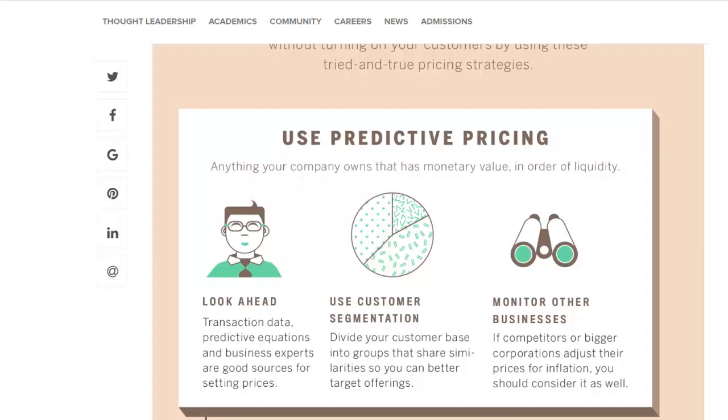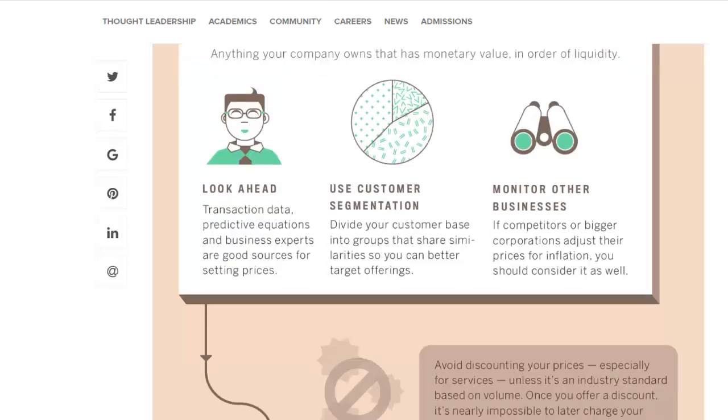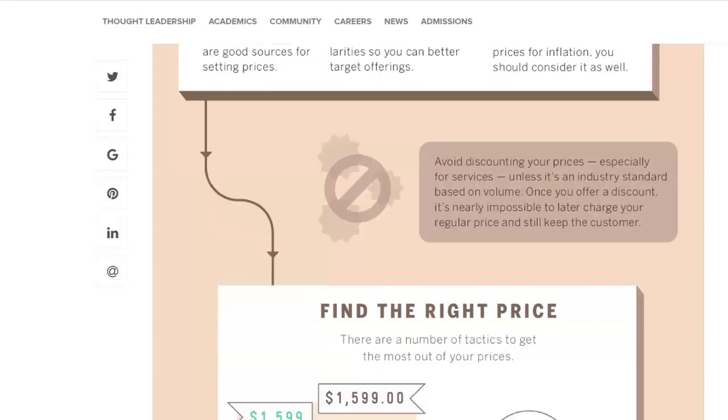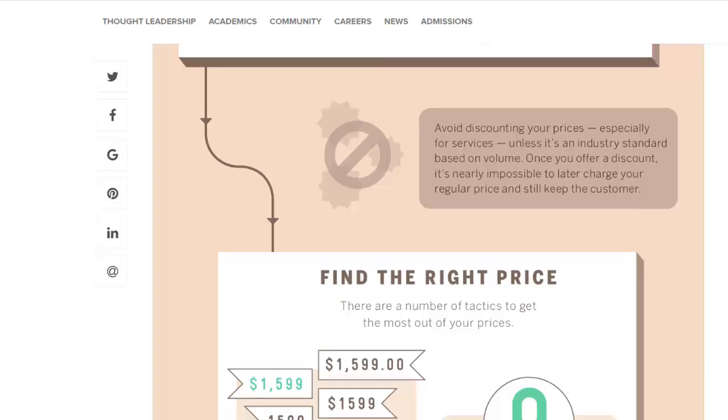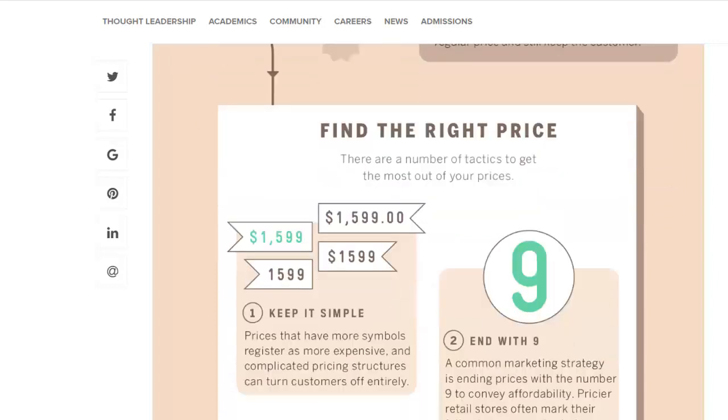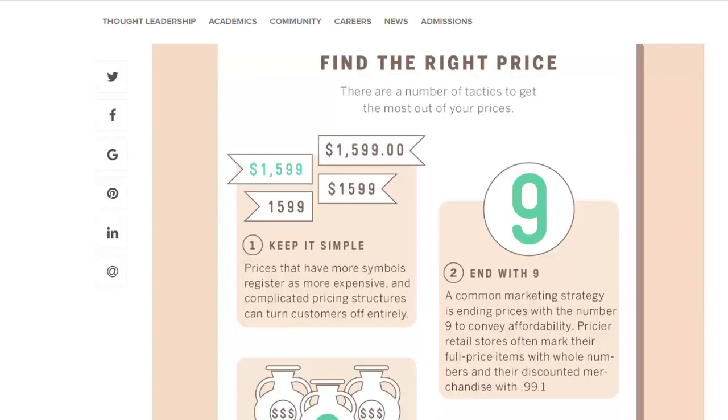Use predictive pricing. It's telling you to look ahead, use customer segmentation, monitor other businesses, which is called corporate espionage. And it says avoid discounting your prices, especially for services, unless it is an industry standard based on volume. Once you offer a discount, it is nearly impossible to later change your regular price and still keep your customer. There are a lot of exceptions on that. Find the right price. These are some tactics.